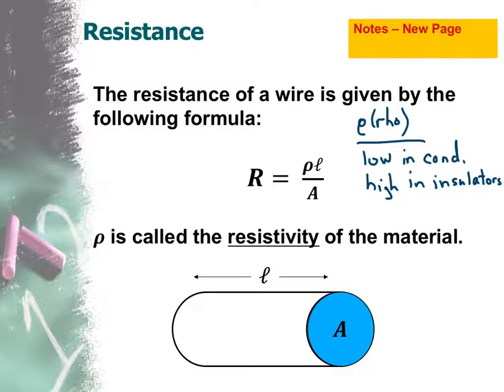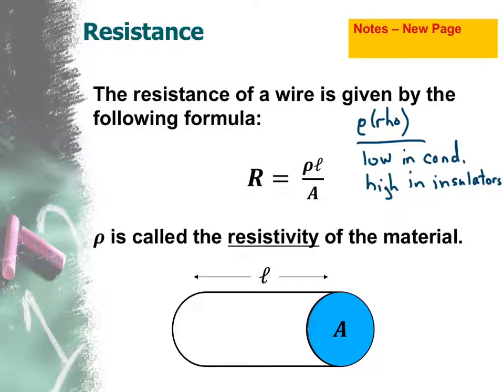So this resistivity is low in a conducting material and high in an insulating material. The resistance also depends on the length of the wire. The reason behind that is because if I make this wire longer, that means the electrons have to dodge more atoms, or avoid more atoms, in order to successfully get through the wire. So the longer you make a wire, the more resistance it has.